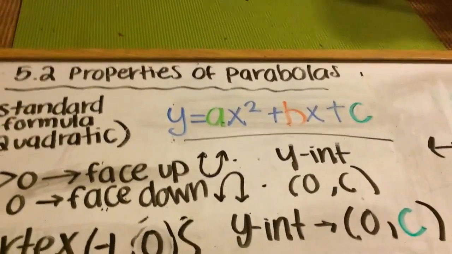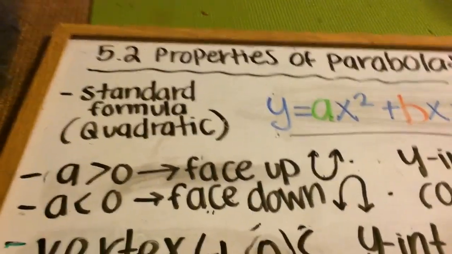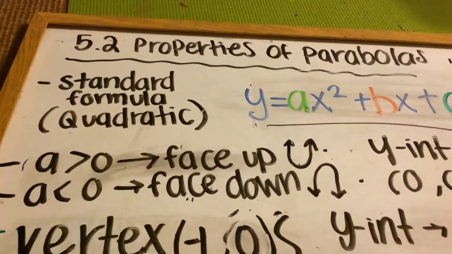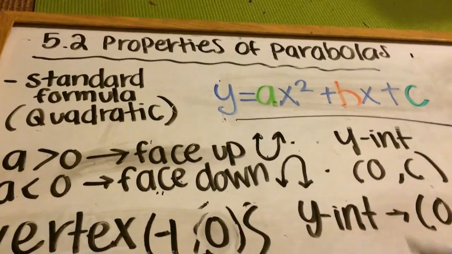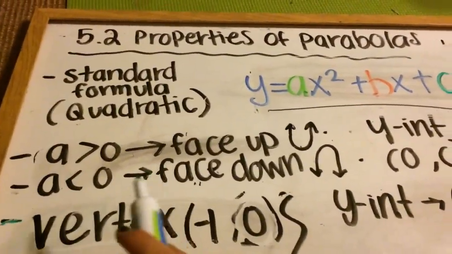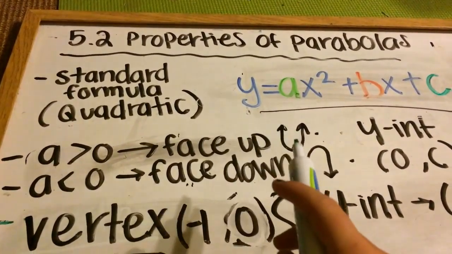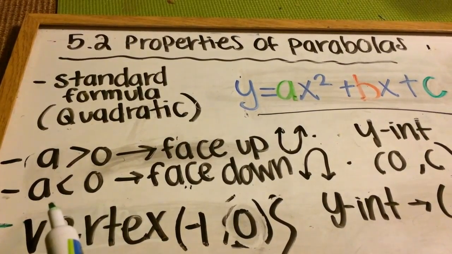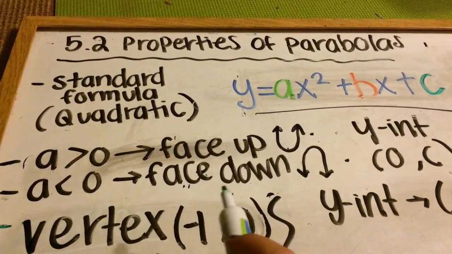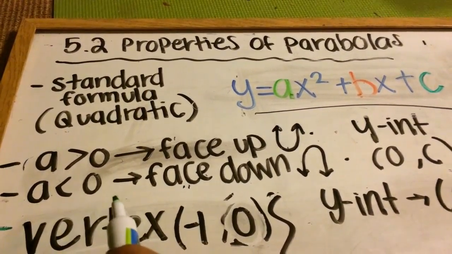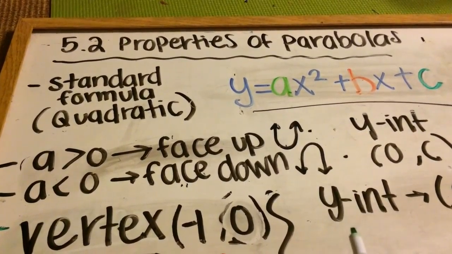Okay, next we need to know whether the parabola is going to face up or face down, and we determine that by the value of a. So when a is greater than 0, the parabola faces up. And when a is less than 0, the parabola faces down.